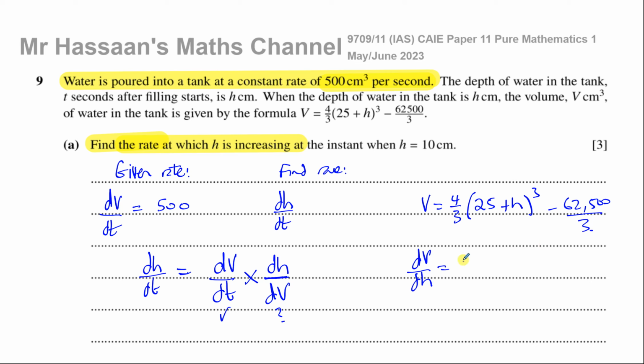So I'm going to multiply by 3. So I have 3 times 4/3. So multiply the coefficient by the power, and then the bracket, you reduce the power by 1, and then you multiply by the derivative of what's inside the function, which is just going to be 1 anyway. So these will cancel out. So we can say dV/dH is equal to 4 times (25 plus h squared). Right, that's dV/dH.